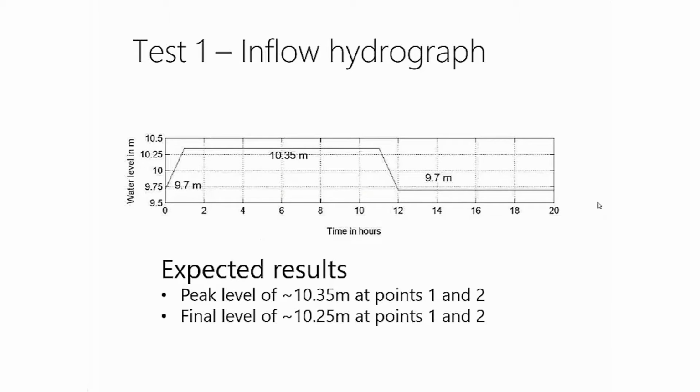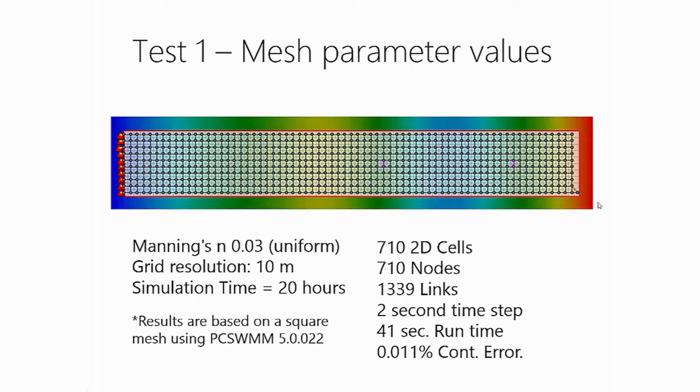And this was the inflow hydrograph. It was a water level hydrograph, and you can see how it changes from 9.7 meters to 10.35 meters, and then back down to 9.7 meters. And this is what the mesh looked like. On the left-hand side, you can see we used outfalls to introduce the inflow hydrograph, and that's because it was a water level hydrograph as opposed to a flow hydrograph. Now for this particular test, the Manning's roughness was 0.03, the grid resolution was 10 meters, and the simulation time was 20 hours. For all the benchmarking tests, all these parameters were already preset for us, so we just had to make the model using their parameters already outlined.